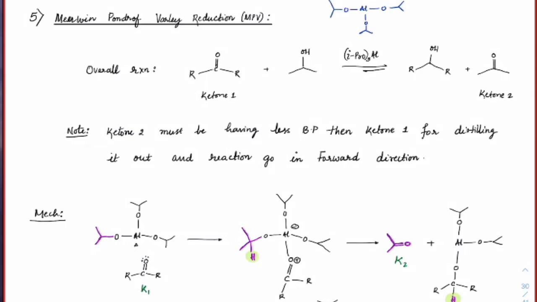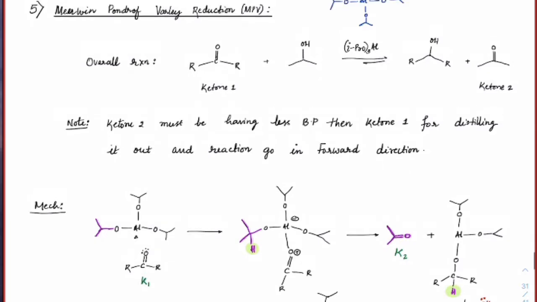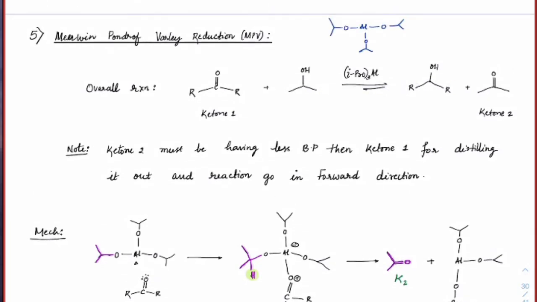So let us start with Meerwein-Ponndorf-Verley reduction. In this reduction, what's happening is we have a ketone reacting with an alcohol, so that this ketone gets reduced to the alcohol and this alcohol gets oxidized to ketone.